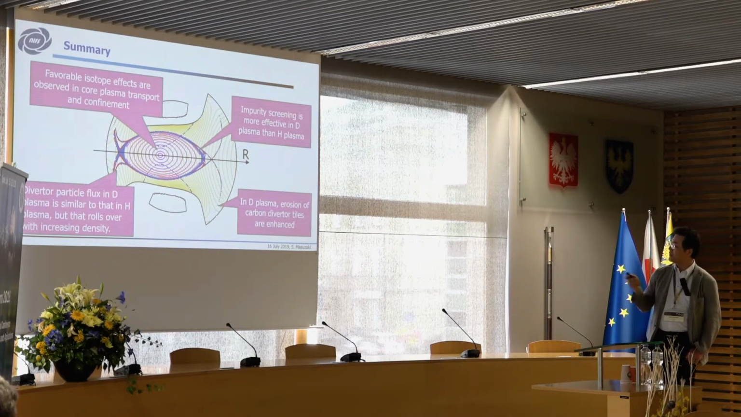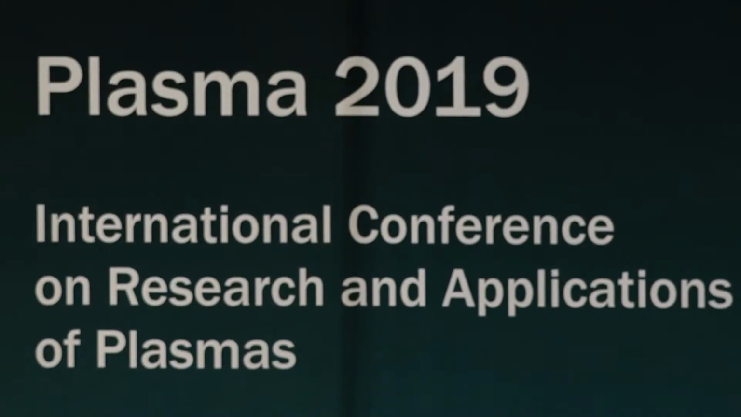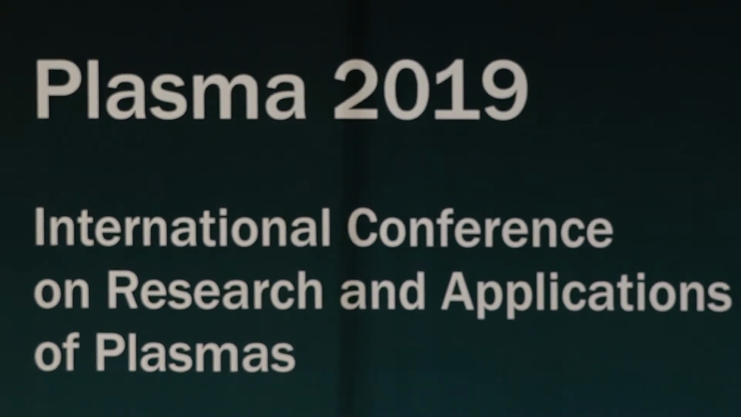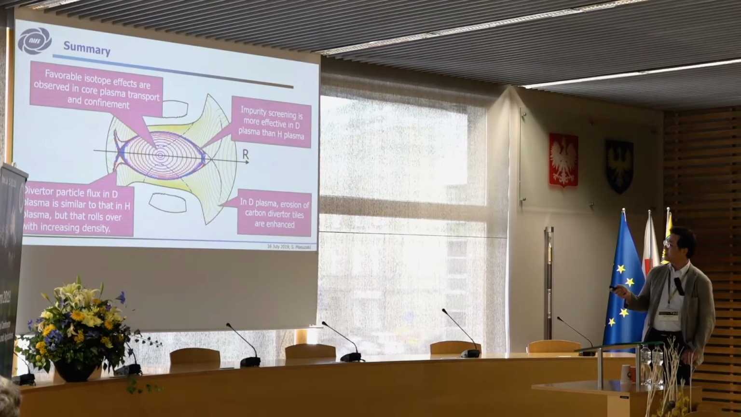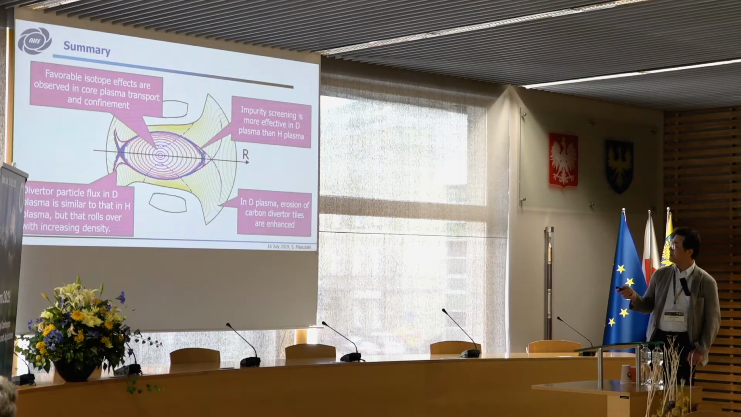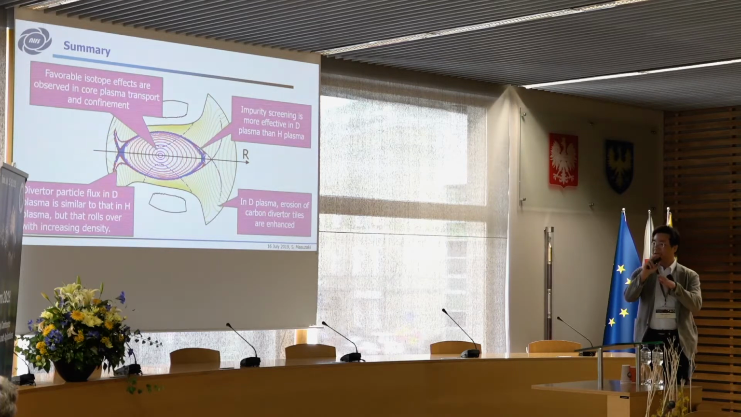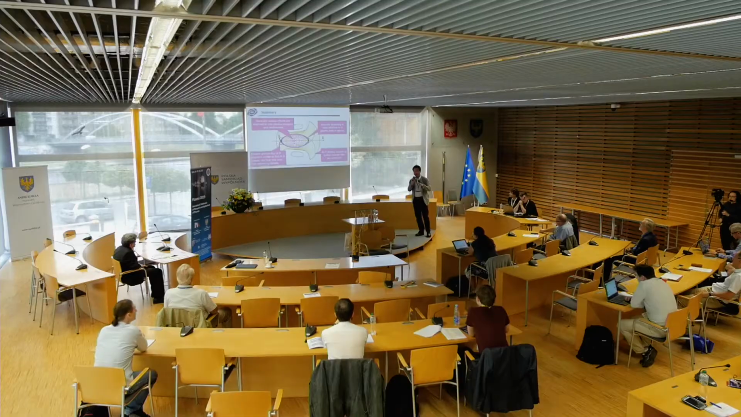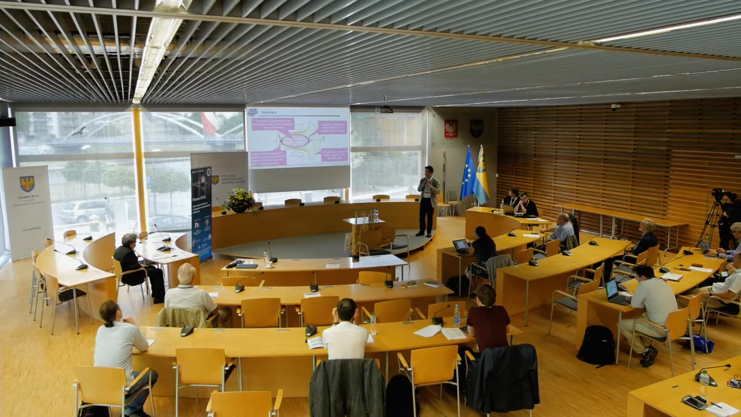So I talked about the isotope effect at the core plasma and at the divertor. In the core plasma, we observe a favorable isotope effect in core plasma transport and confinement. So for this favorable isotope effect, the unfavorable property of gyro-Bohm, that means the unfavorable mass dependence, is overcome by this effect.